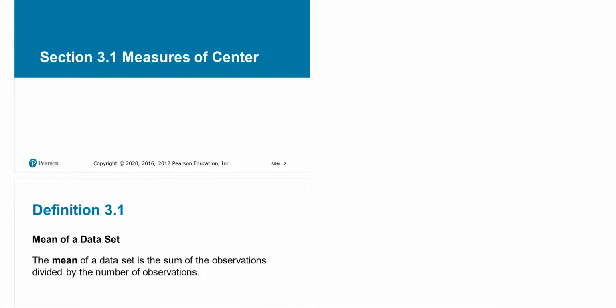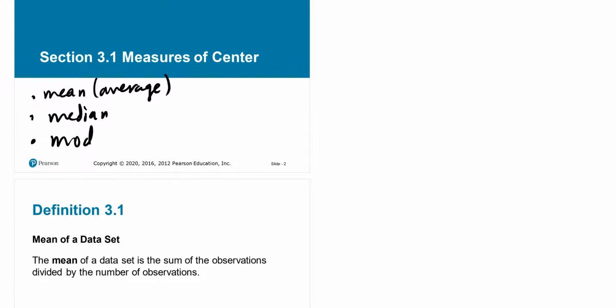3.1, measures of center. So we call it measure of central tendency. There are three things here in this section. The mean, or the average, or the arithmetic mean. There is a median, which is the middle, and the mode. Sometimes it's better to use the mean than the other ones, sometimes the mode, sometimes the median. So first we start with the mean.